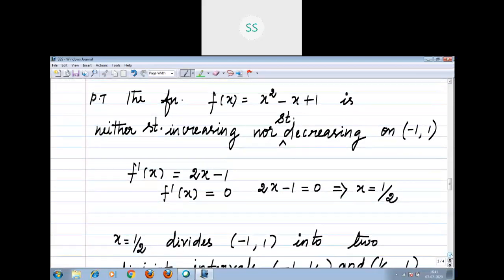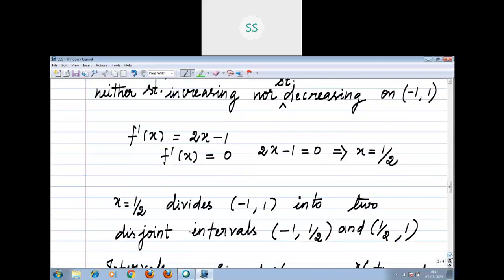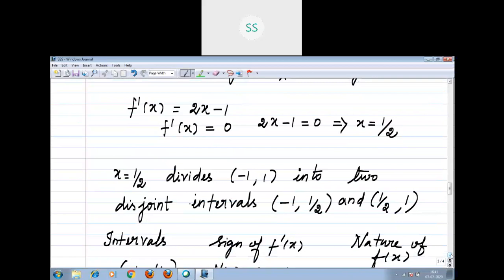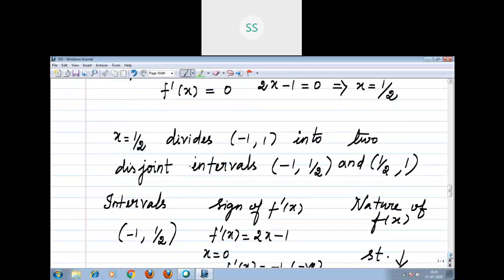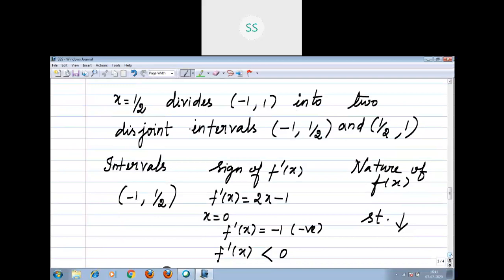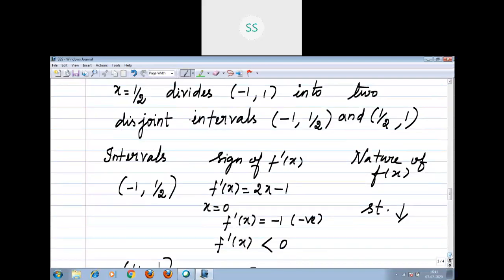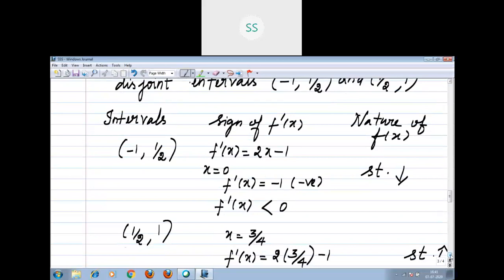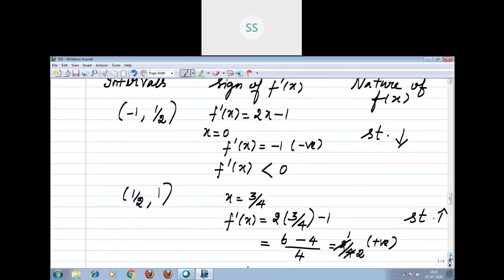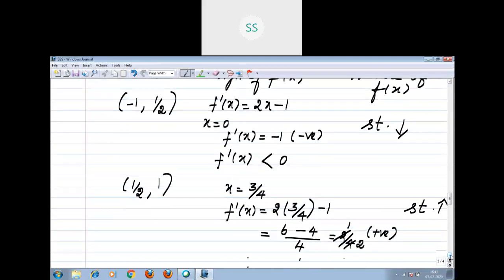I arrived at x is equal to 1 by 2. That x is equal to 1 by 2 divides the given interval into two disjoint intervals, that is minus 1 to 1 by 2 and 1 by 2 to 1. You are substituting x is equal to 0. You arrive at negative. So your derivative is less than 0, strictly decreasing. For 1 by 2 comma 1, here you can assign the value x is equal to 3 by 4. 6 by 4 minus 1, you are taking LCM, you arrive at positive. When you arrive at positive, your conclusion is strictly increasing.